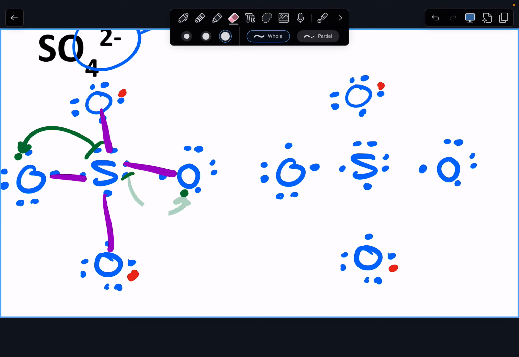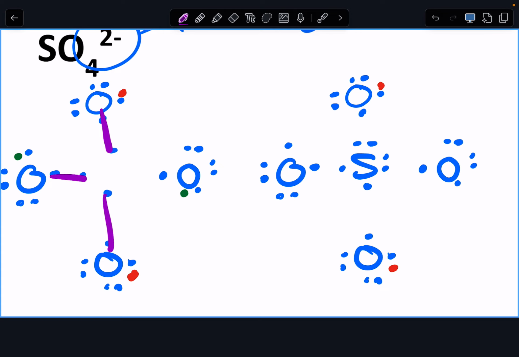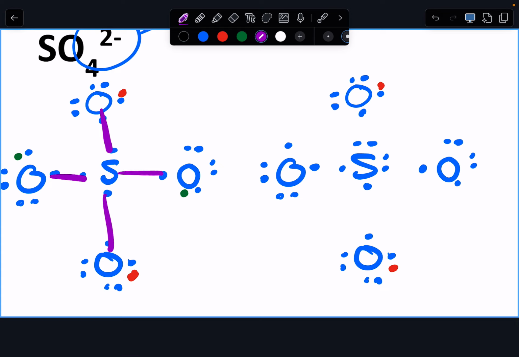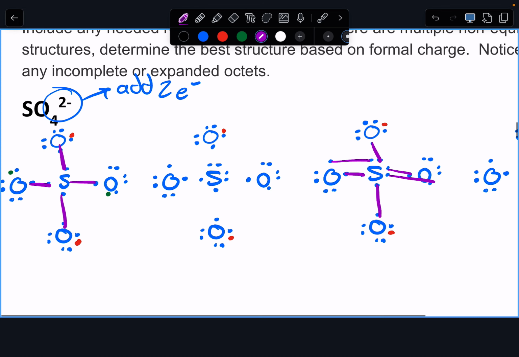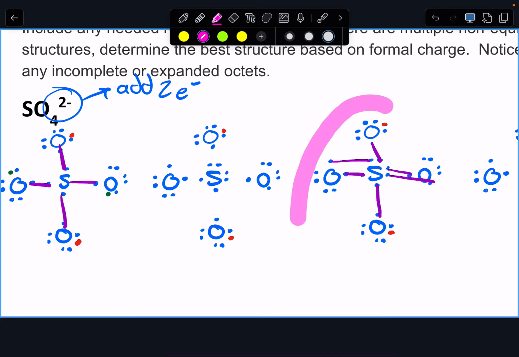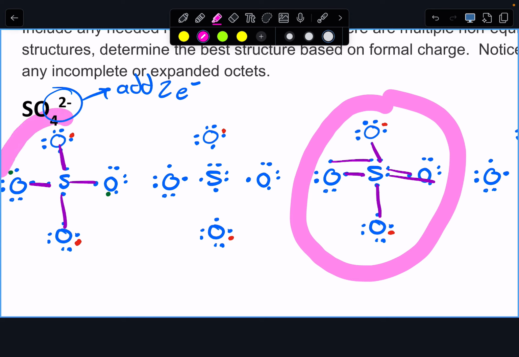So what I want to do, let's pretend that I gave you these 2 structures. Okay, so the green ones are the ones that I moved over from the sulfur. So what I want you to do is put the formal charges on these 2 structures, the one that we did first and the one that I just did.